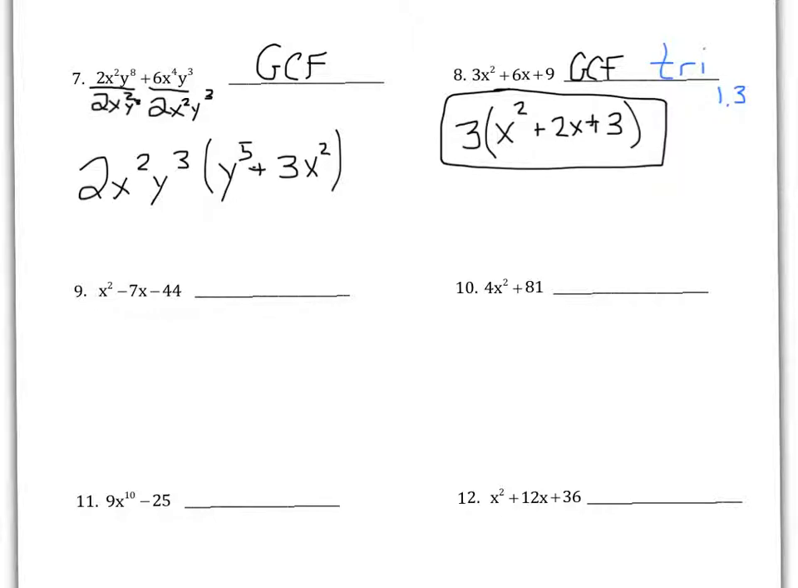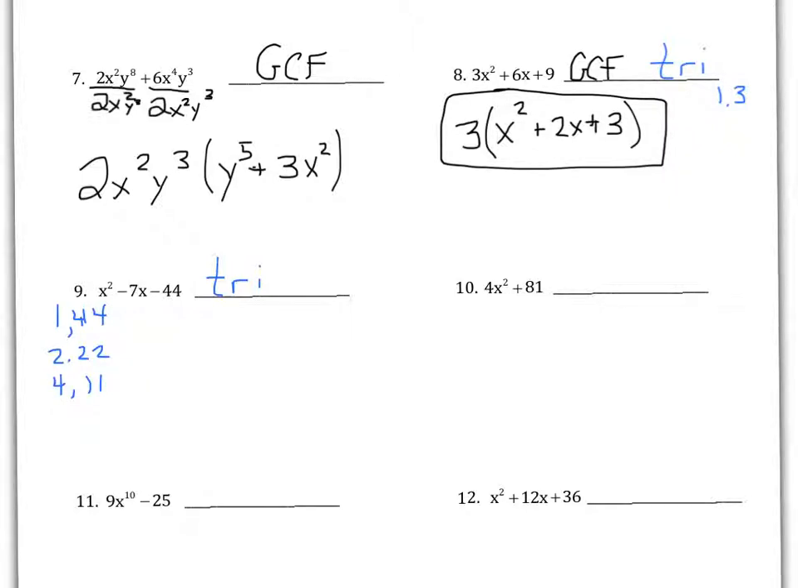Number 9 looks like a trinomial. Well, it is a trinomial. It doesn't look like one, but it is one. But there's no common factors to pull out, so let's list all the numbers that multiply to 44. So we got 1 and 44, 2 and 22, 4 and 11.